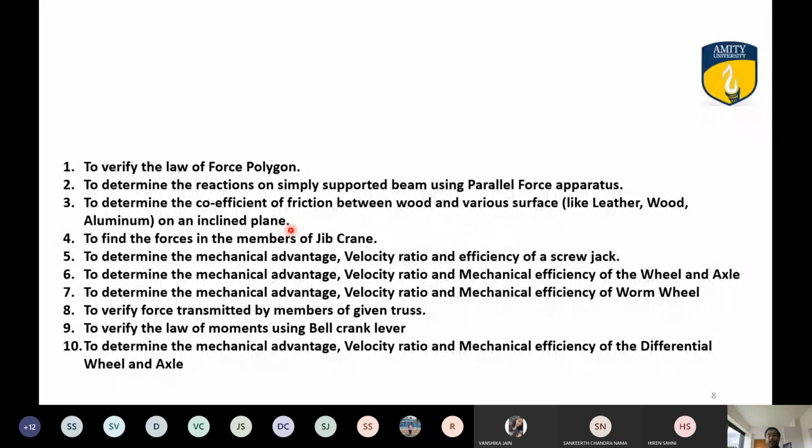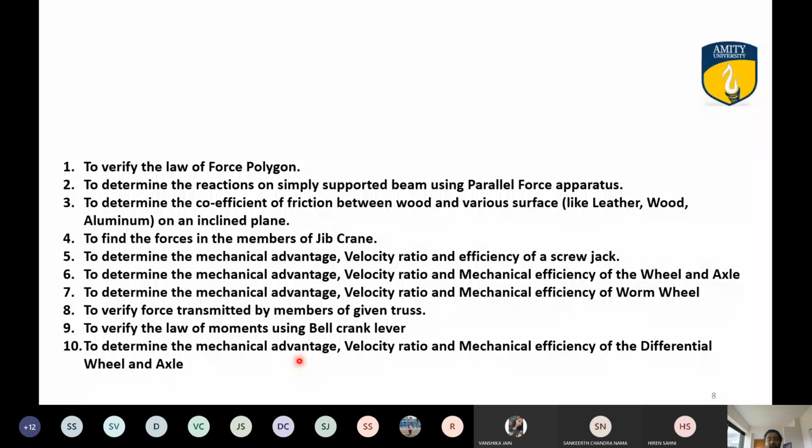Fifth, to determine the mechanical advantage, velocity ratio, and efficiency of a screw jack. Sixth, to determine the mechanical advantage, velocity ratio, and mechanical efficiency of the simple wheel. After that, the same for the worm wheel. Next, to verify the forces transmitted by the members of a given truss. Next, to verify the law of moments using a bell crank lever. And the tenth is to determine the mechanical advantage, velocity ratio, and mechanical efficiency of the differential wheel and axle.